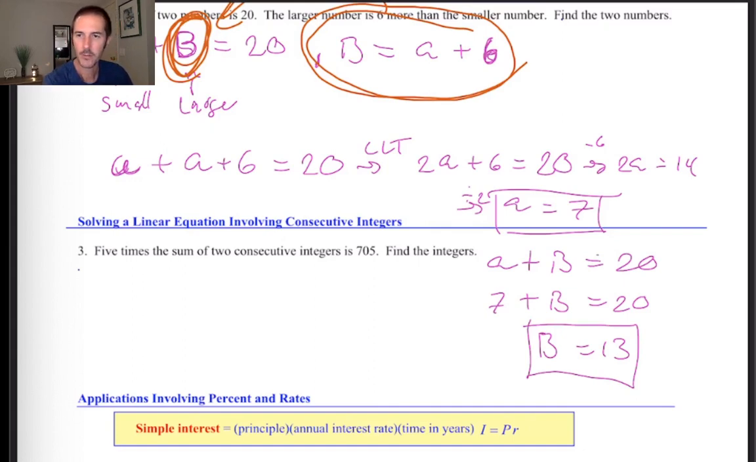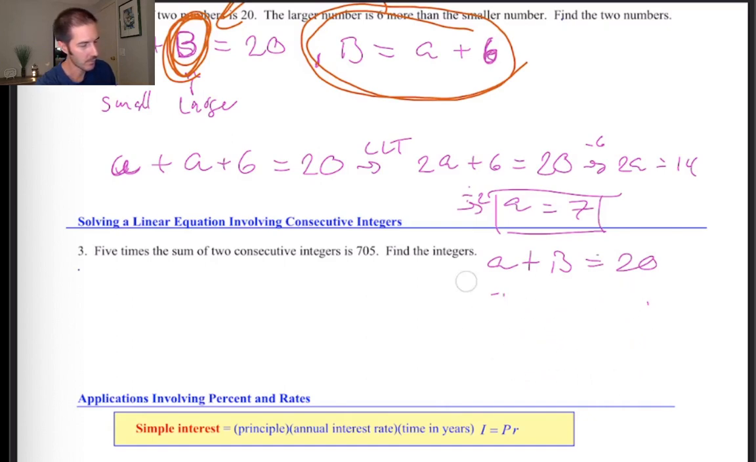The next problem says that 5 times the sum of two consecutive integers is 705. Yikes, I don't like the sound of that. I'm going to erase this just to make some room for myself to work. Hopefully you jotted that down already, otherwise rewind and pause and write that down. 5 times, I'm just translating again, 5, you can put a little multiplication dot, times the sum of two consecutive integers. Consecutive means one right after the other.